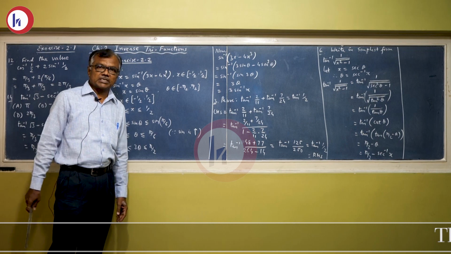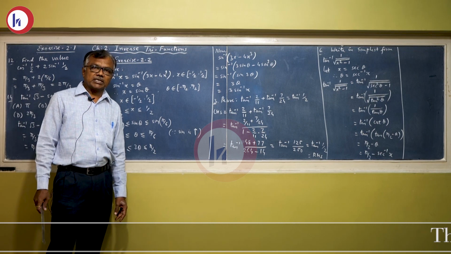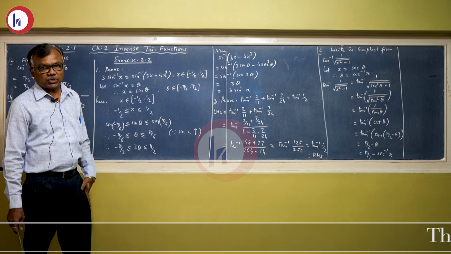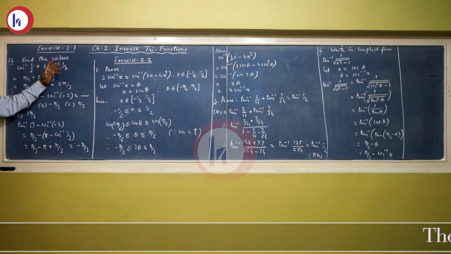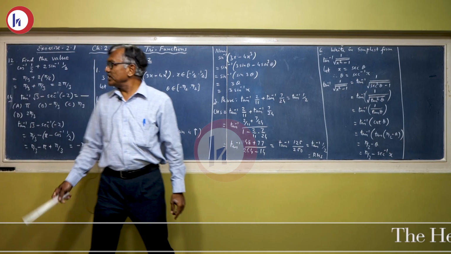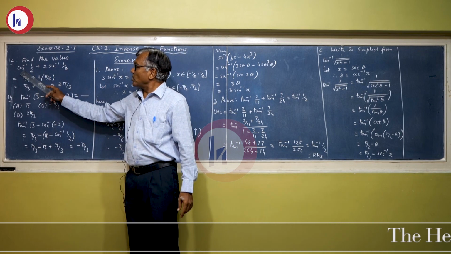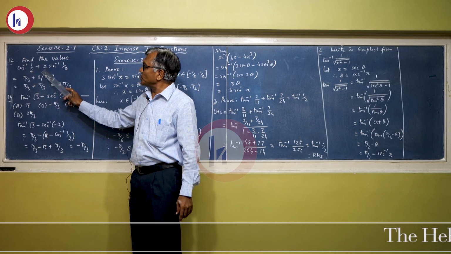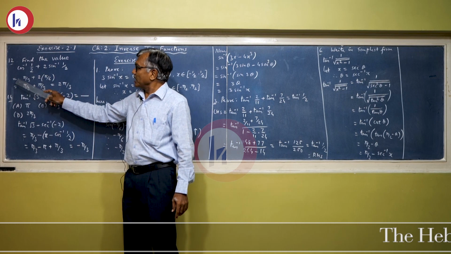Now let us see some more examples from the textbook, exercise 2.1, 2.2. Exercise 2.1, 12th example; the previous examples we solved last time. Some examples I have already put in the material. See this 12th example: find the value of cos inverse 1 by 2 plus 2 sin inverse 1 by 2.